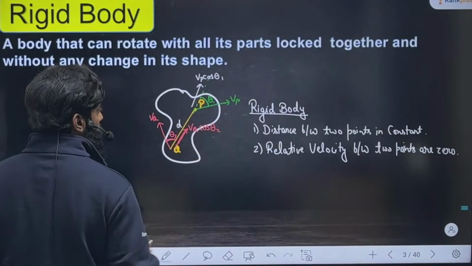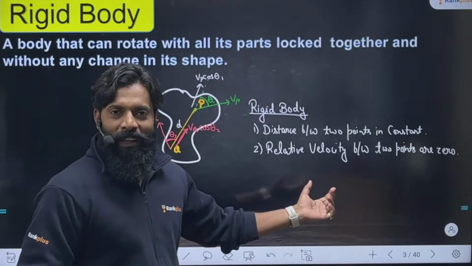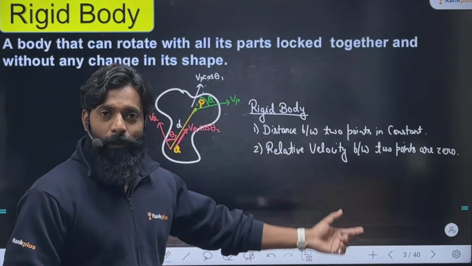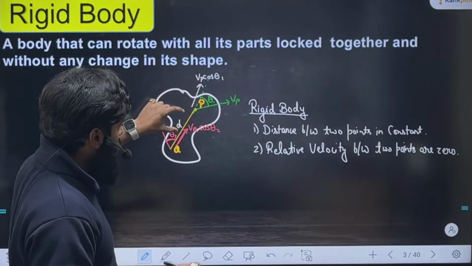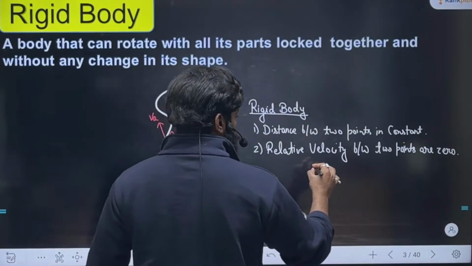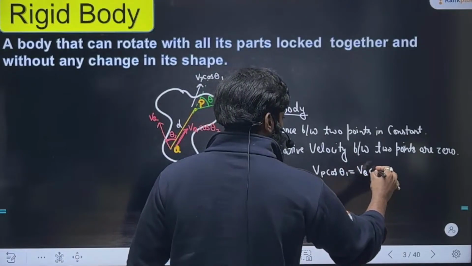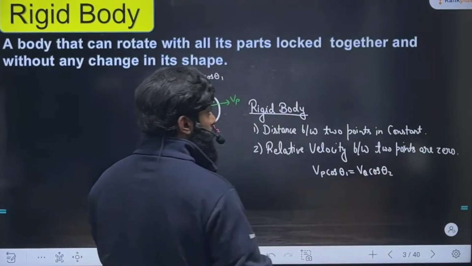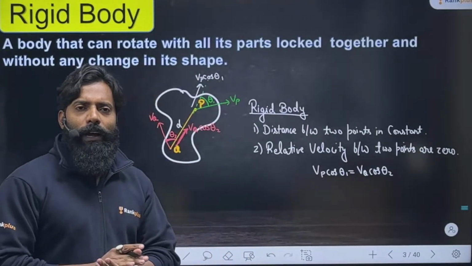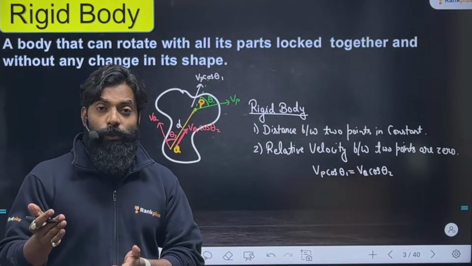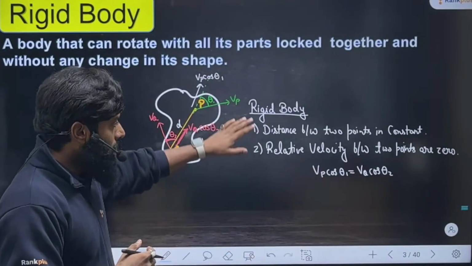Vq cos theta 2. And according to me, what I'm telling here is that we have to take the relative velocity between 2 points to be 0. It means that Vp cos theta 1 should be equal to Vq cos theta 2. Okay. So these are the 2 points which I'll be considering if I have to see whether this object is a rigid body or not. So I'll be considering only these 2 things.